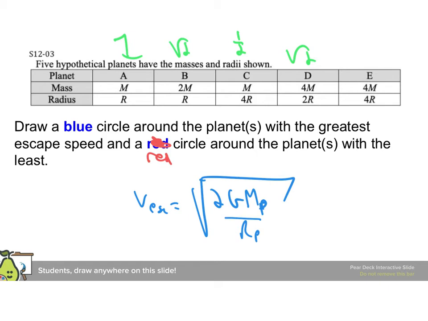And when we have 4 times the mass over 4 times the radius, that goes up by 4, but that goes up by 4, and we get exactly the same values. So looking at that, our largest values are B and D, and our least value is C. And we do see that A and E turn out to be equal, although that's neither largest nor smallest.